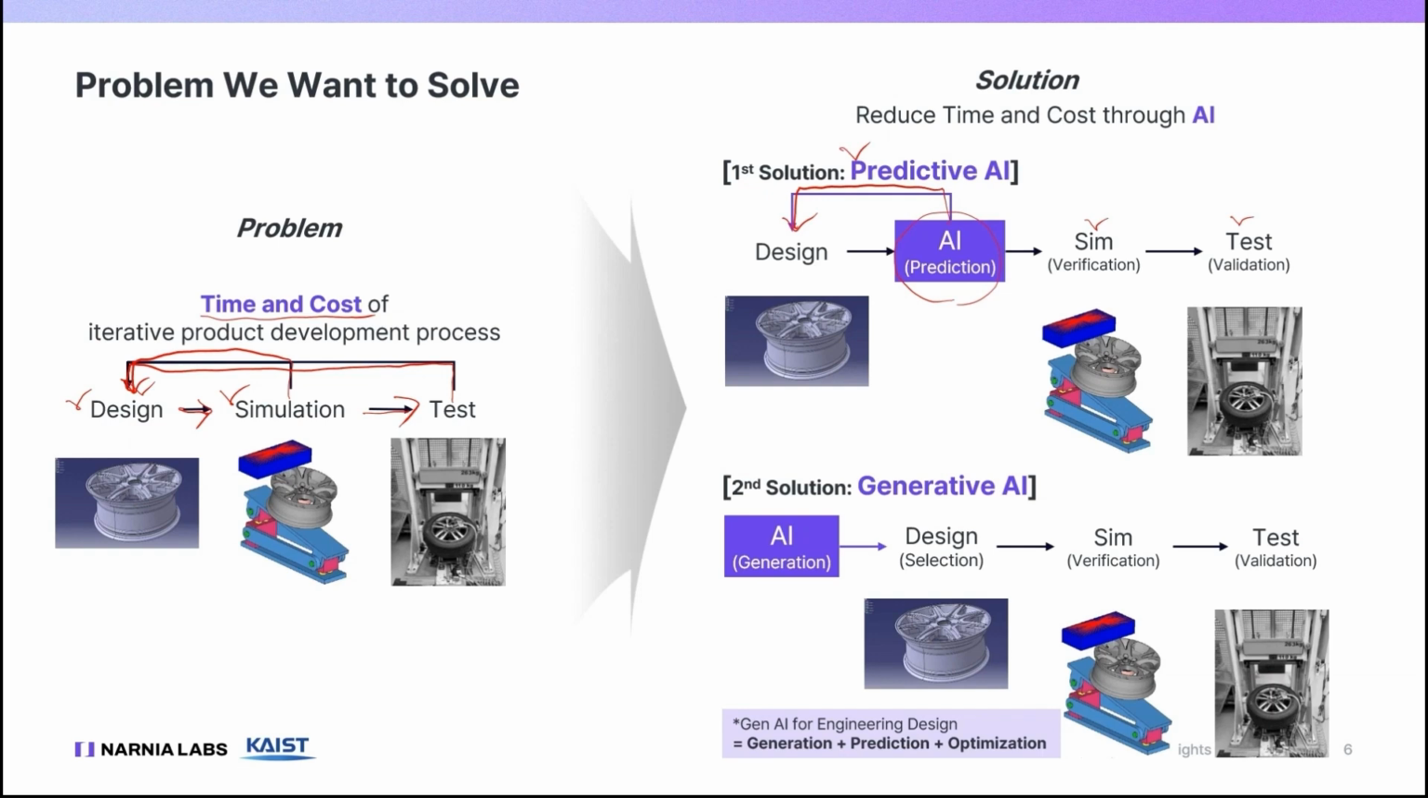The second solution is to use generative AI. Since engineering performance can be predicted, if a large number of engineering meaningful design proposals are generated in the early design stage, the designer can simply choose the one they like best from among them. And then, a simple simulation and test are conducted on the selected design.